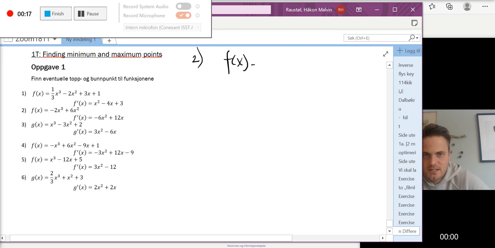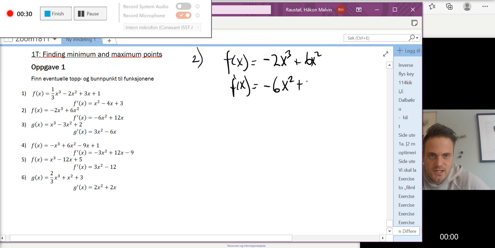Here we have the function f of x equals minus 2x to the power of 3 plus 6x squared. If I want to find a minimum or maximum point, I have to find the derivative. Move 3 down here to get minus 2 times 3, which is minus 6x squared. Move 2 down, times 6 is 12x. So this is the derivative, and I should then put this equal to 0.